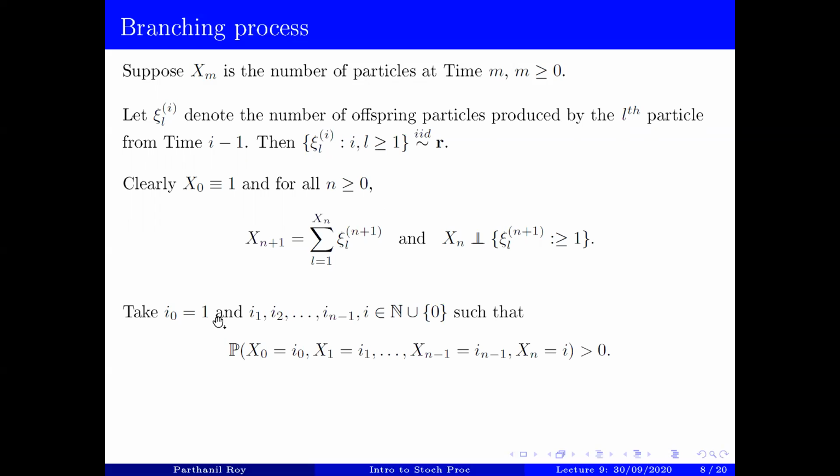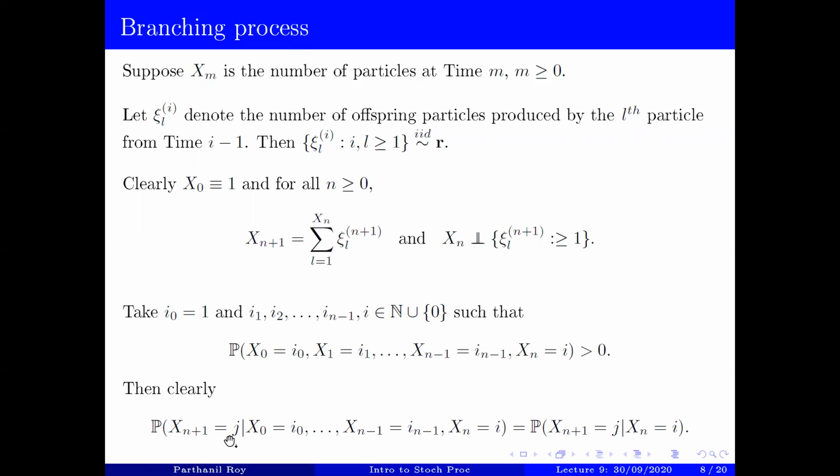Now take i0 equal to 1 and i1, i2, ..., i_{n-1}, i non-negative integers such that this joint probability is positive. In that case, the future given the past and present is the same as the future given the present. The past is completely forgotten. This is because if you look at the form of X_{n+1}, it only depends on Xn. Of course, it does depend on X0, X1, and so on because Xn depends on them. But the point is, once you condition on Xn, you don't have to condition on anything else. Conditionally on X0 to Xn, it just depends on Xn. There's no dependence on the previous ones. So that just follows from the form of this, because X_{n+1} can be written completely in terms of Xn. No other Xi's are important here.